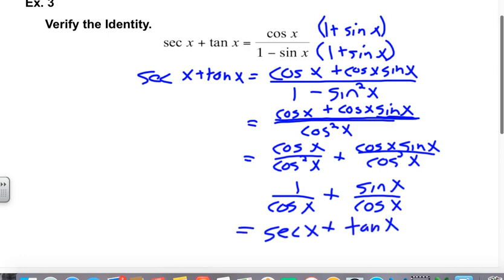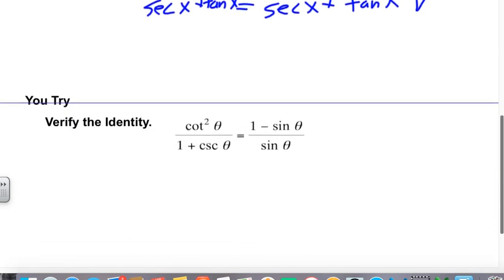So now we can show our identity is true. We've got secant x, little screw up there, secant of x plus tangent of x equals secant of x plus tangent of x. Be careful when you're writing secants of x. Make sure you put that c in there. You're going to get something that probably don't need to be talked about in math class. All right, so let's move on and try the one down here at the bottom.